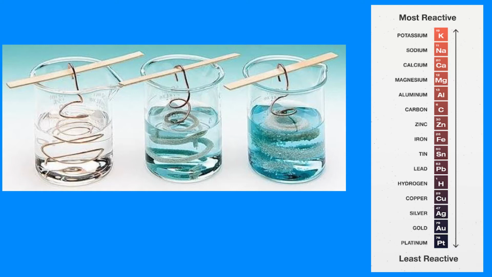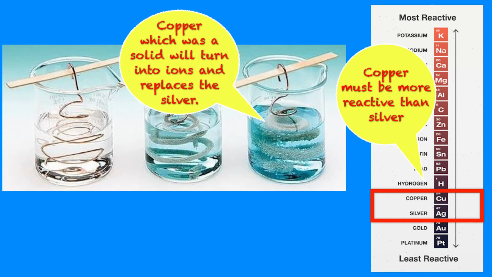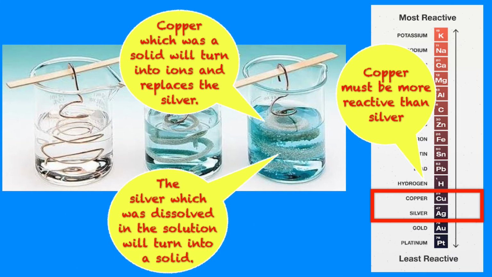of silver nitrate, copper must be more reactive than silver, which is clearly shown on the reactivity scale below. Accordingly, copper, which was a solid, will turn into ions and replace the silver, so it gives the solution a blue color. Similarly, the silver, which was dissolved in the solution, will turn into a solid.